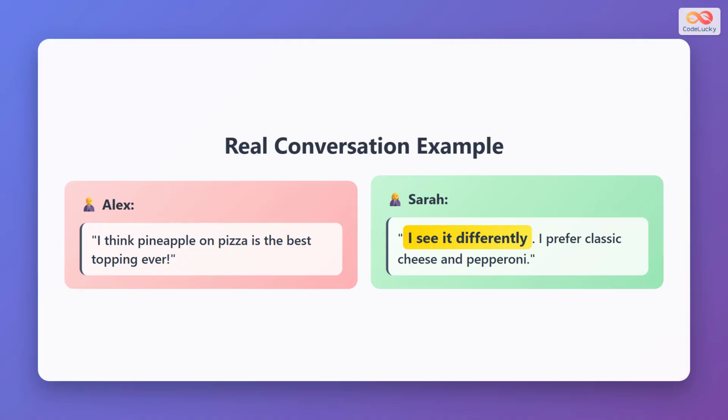In this real conversation example, Alex says pineapple on pizza is the best topping ever. Sarah responds with I see it differently and prefers classic cheese and pepperoni. Notice how she acknowledges his view while sharing hers politely.